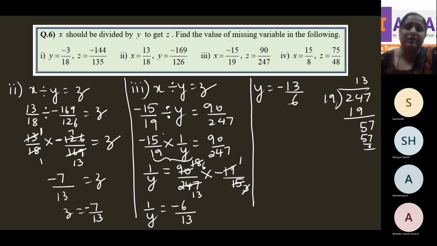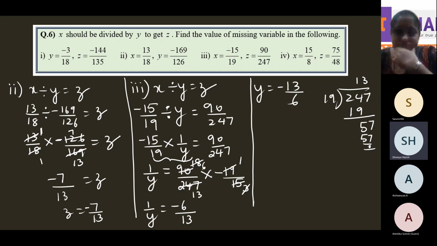So 1 by y is y. At the same time, you should take reciprocals on both the sides. So 1 by y is y, and minus 6 by 13 is minus 13 by 6. So the value of y is minus 13 by 6.